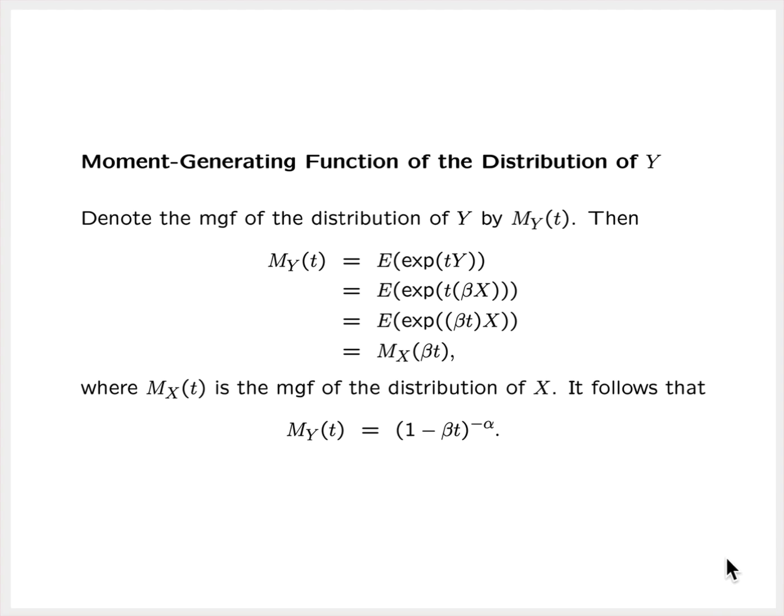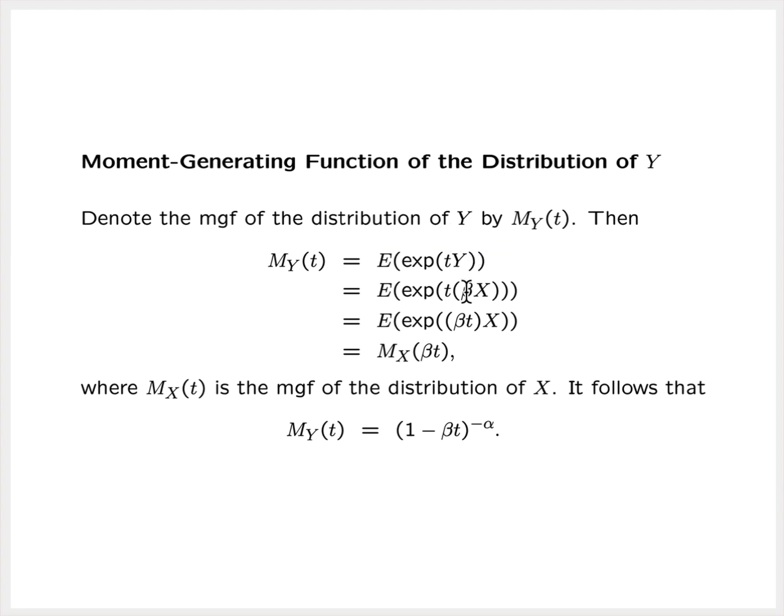Now what we're going to do is derive the moment generating function of the distribution of y, the general gamma distribution. And so we're going to denote the moment generating function of the distribution of y by cap M sub y. And by definition, this is equal to the expected value of e raised to the t times y power.